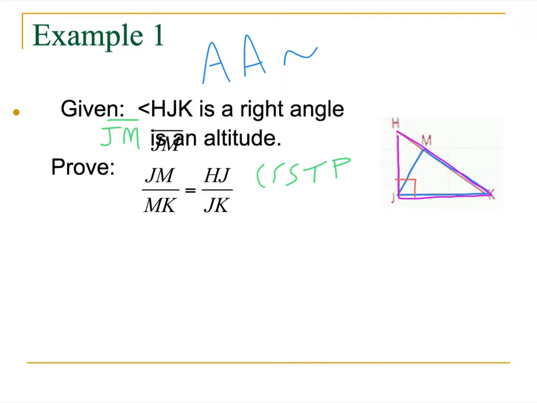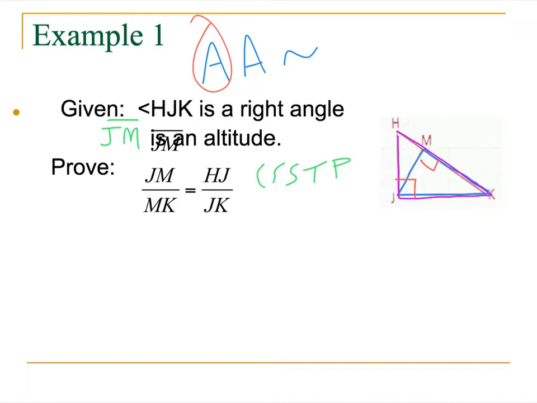There we go. And then it says that JM is an altitude. And I know if JM is an altitude, then I get perpendicularity. If I have perpendicularity, I get right angles. And I know that all right angles are congruent. Okay, so I've got those two right angles there. I could prove those congruent. So that's one set of angles there.